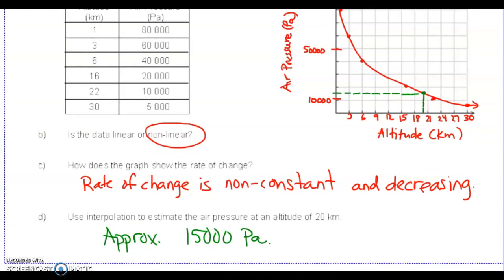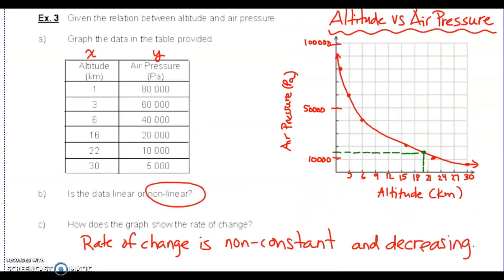Okay. Part B, is this linear or nonlinear? Well, we've already talked about that. It's nonlinear. I can see that because it forms a curve. How does the graph show the rate of change? Well, rate of change, remember, is another word for slope. If I have a linear relation, my slope is constant, but if it's a curve, my slope is not constant. So if I imagine my slope between these 2 points, and then these 2 points, and then these 2 points, and then these 2 points, the slope is getting shallower. So I'm going to say that my rate of change, my slope is non-constant because it's not linear, and it's decreasing because it's getting shallower as I move up in my x values.